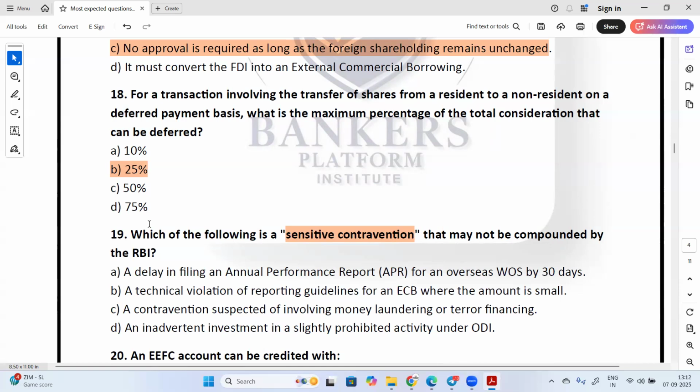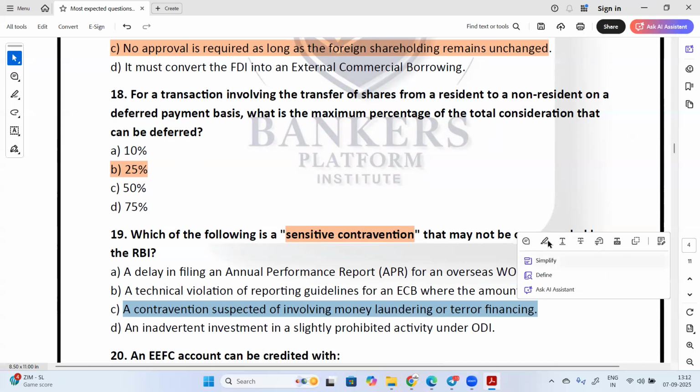So let's see the right answer. The right answer is C. A contravention suspected of involving money laundering or terror financing. So this is a very sensitive contravention, and that may not be compounded by RBI. So it will be directly compounded by FATF. If any suspicion is there in which money laundering and terror financing is happening, then the compounding will be done by the FATF and ED, Enforcement Directorate.